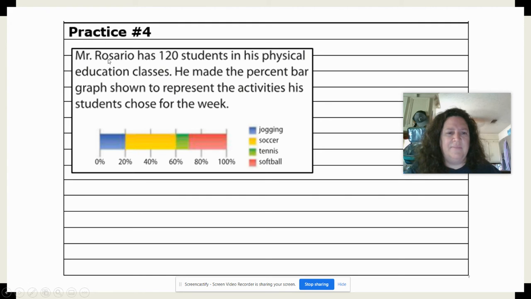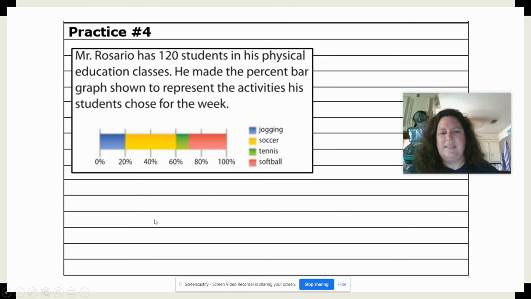This one says, Mr. Rosia has 120 students in his physical education class. He made a percent bar graph showing the activities his students chose for that week. So 20% of his students chose jogging. 40% of his students chose soccer as their activity. Halfway between 60 and 80 is 70, so 10% of them love tennis. And then we've got 10 and then 20, so 30% of them like softball.